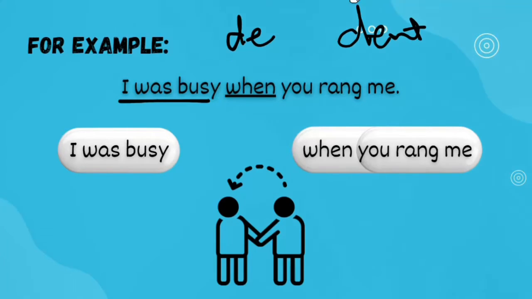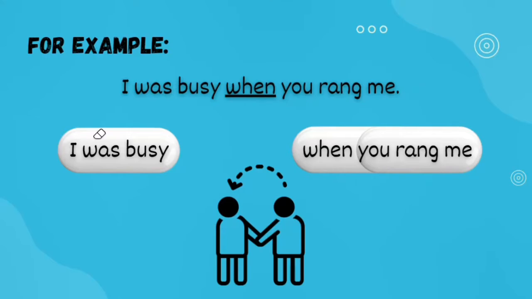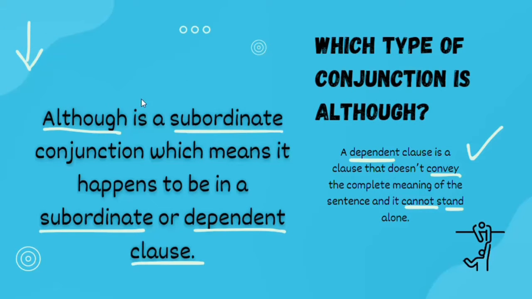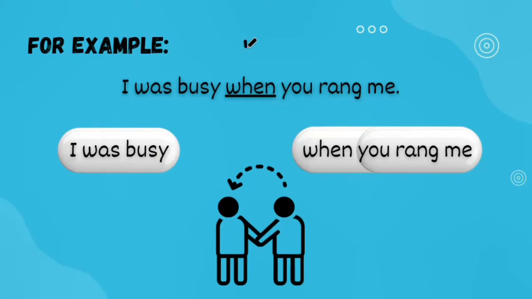Now we are moving ahead, and I hope that you have got the concept of dependent and independent clause, right? So let's come back to this slide. Although is a subordinate conjunction, which means it happens to be in a subordinate clause. I have given you this example with when because it is easier to understand. When is also a subordinate conjunction. In the next example, I will give you the examples using although, and then you will see how although is working in the sentences and subordinate clauses, right?